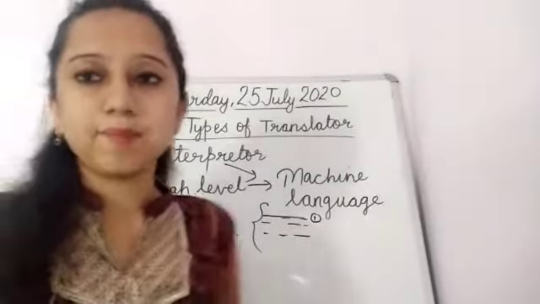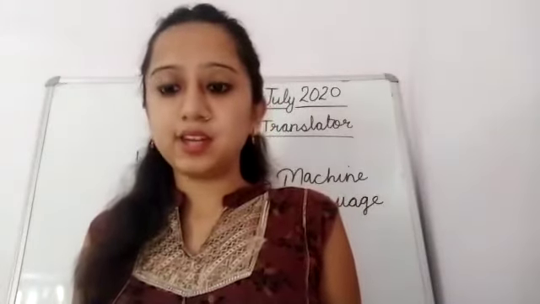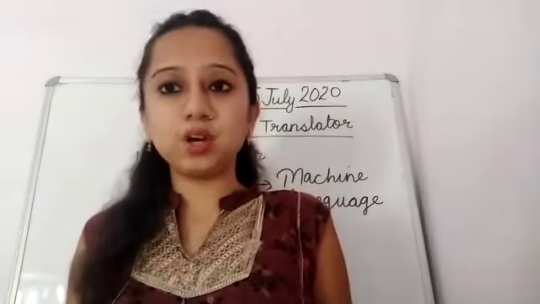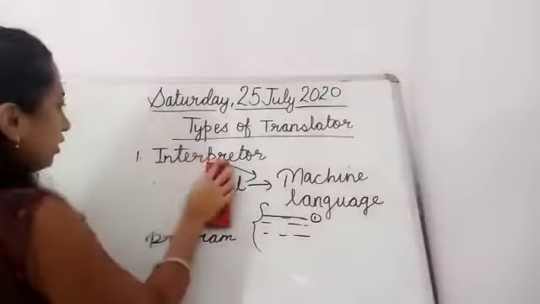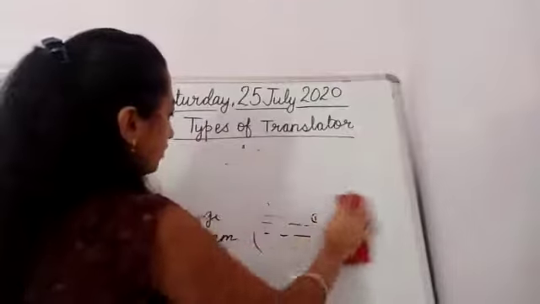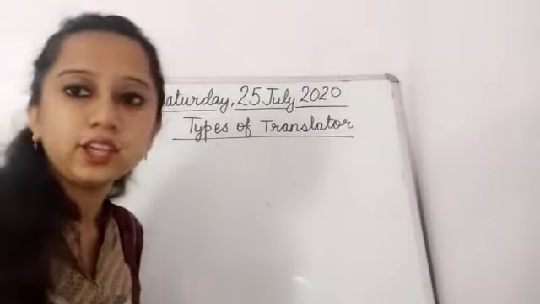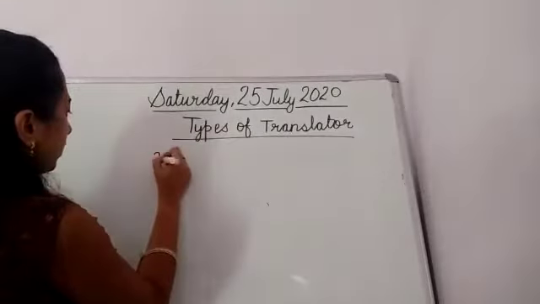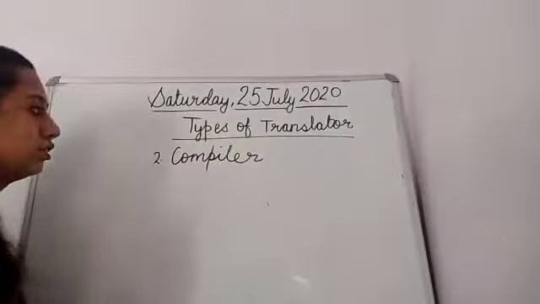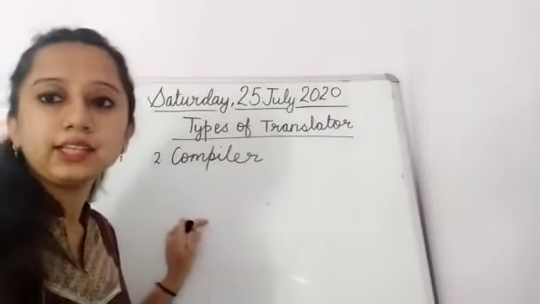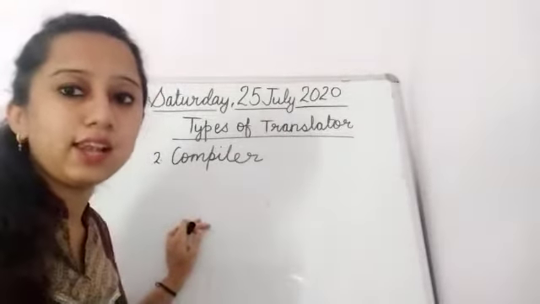Now next is your compiler. Let's read. This translates a complete program written in a high level language into a low level language. So second one is your compiler. So what does compiler do? It changes your high level language programming into low level language.